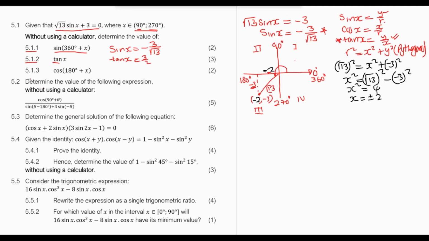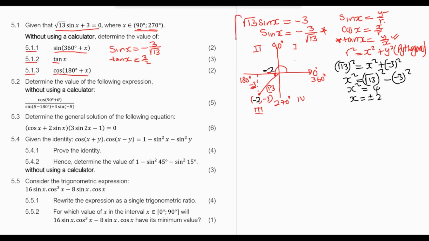Welcome back. Let's do question 513. Given that square root of 13 sine x plus 3 is equal to 0, where x is between 90 degrees and 270 degrees, without using a calculator, determine the value of cos (180 plus x).